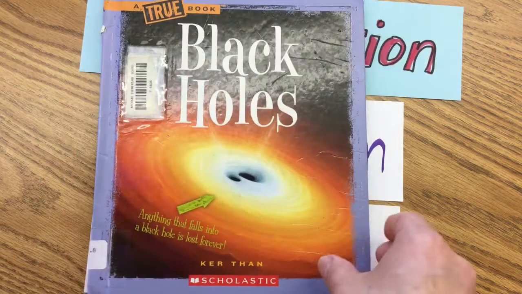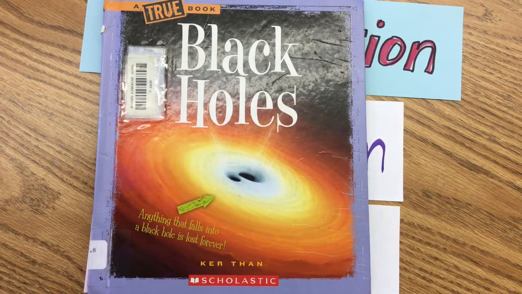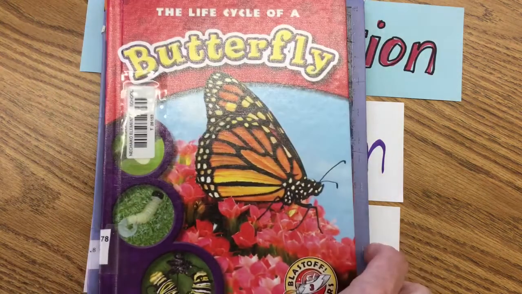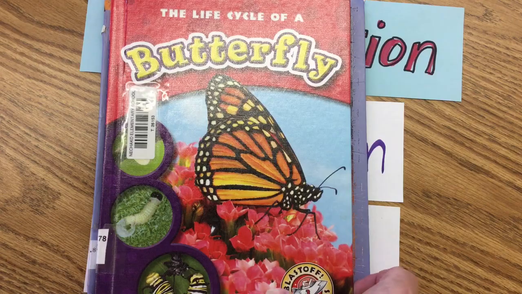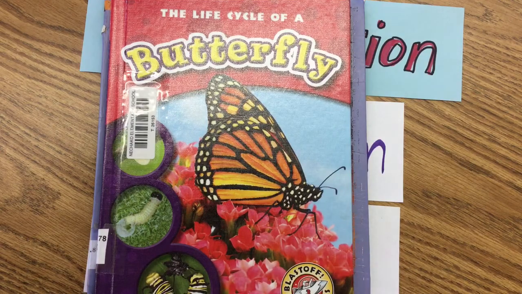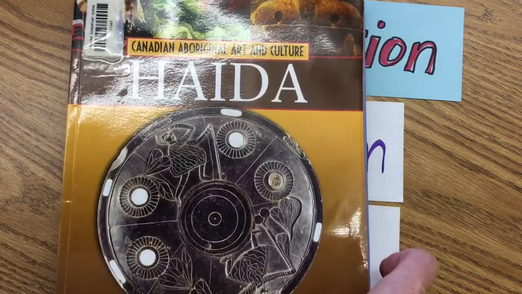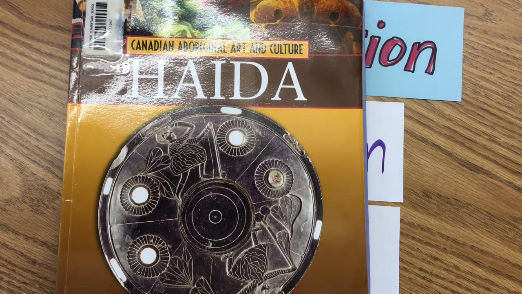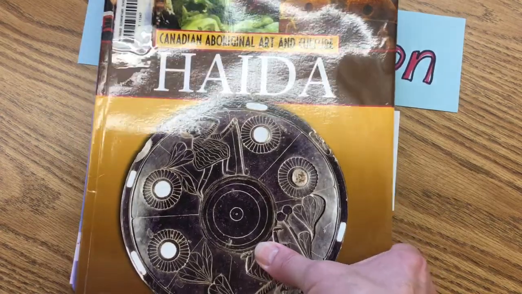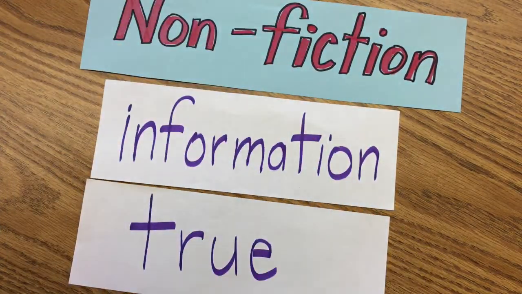Here's one on black holes. True book. Here's one on the life cycle of a butterfly. And here's another nonfiction book about Canadian Aboriginal art and culture, about the Haida. These books all have information that we can use or discover.